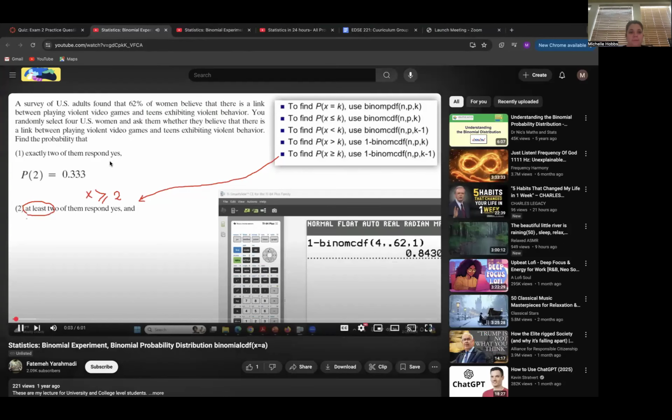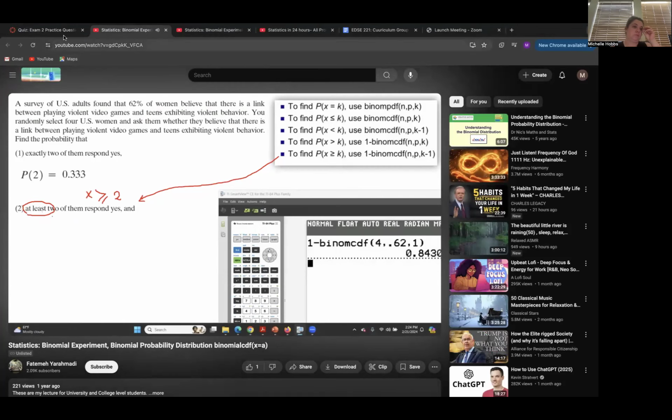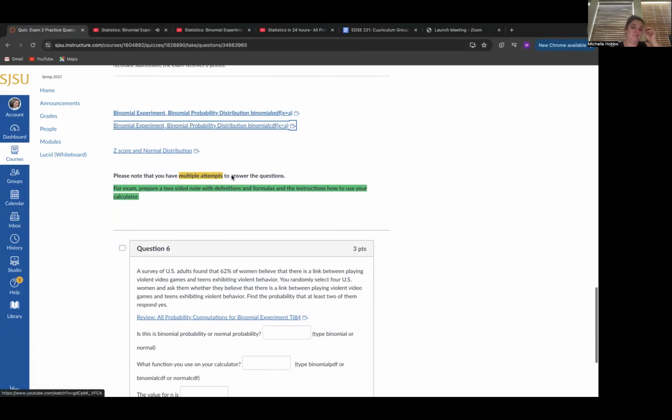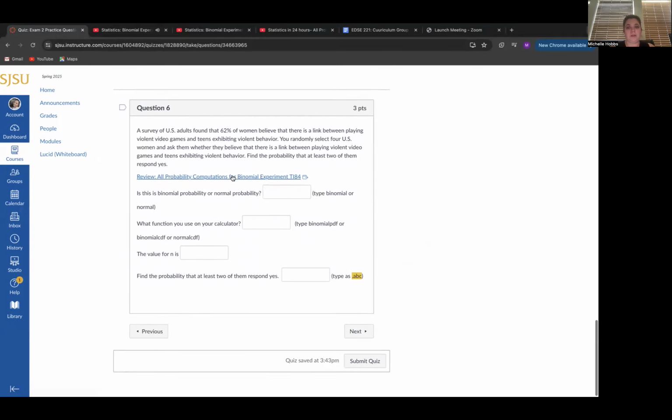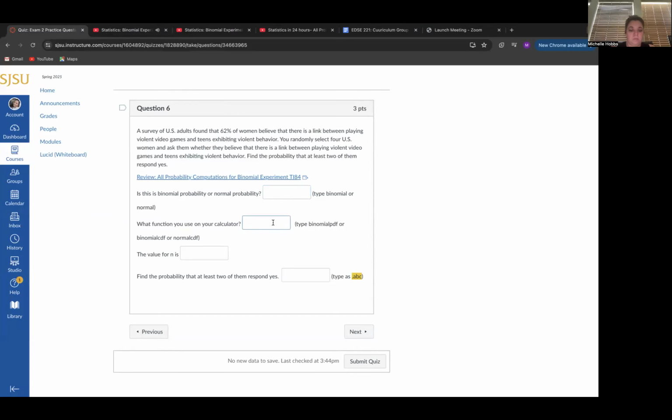Now this question says find the probability that at least 2 of them respond yes. So what's the meaning of at least? It says x is more than or equal to 2. At least 2 of them respond yes. With the binomial function in your calculator, you need to follow these steps to find the probability that x is at least k. First you need to type in 1, then subtraction, binomial CDF, n, p, and k minus 1.